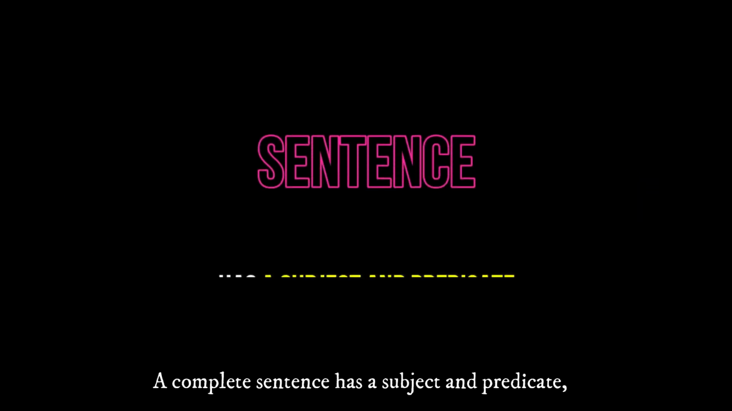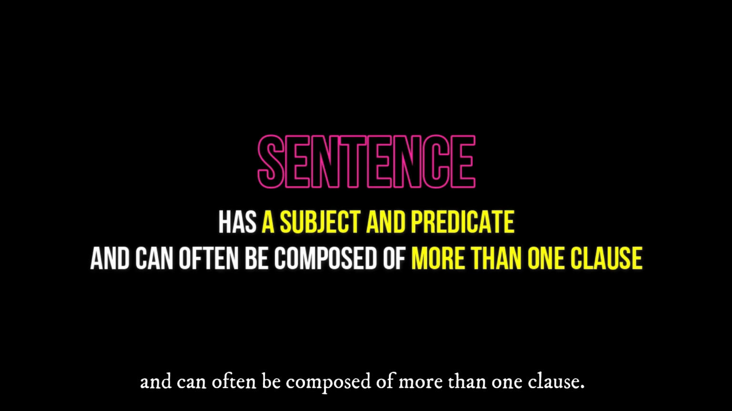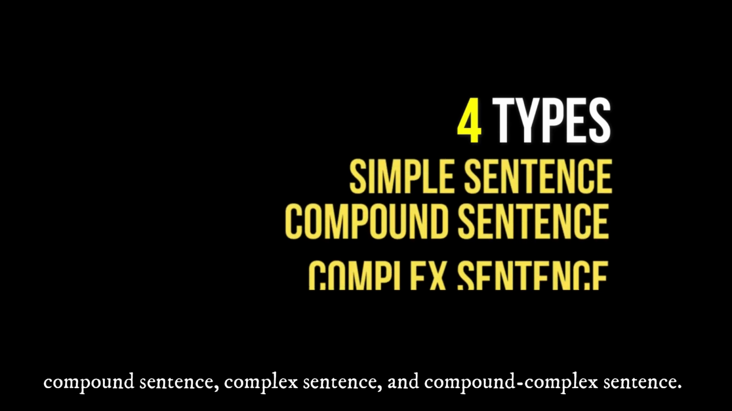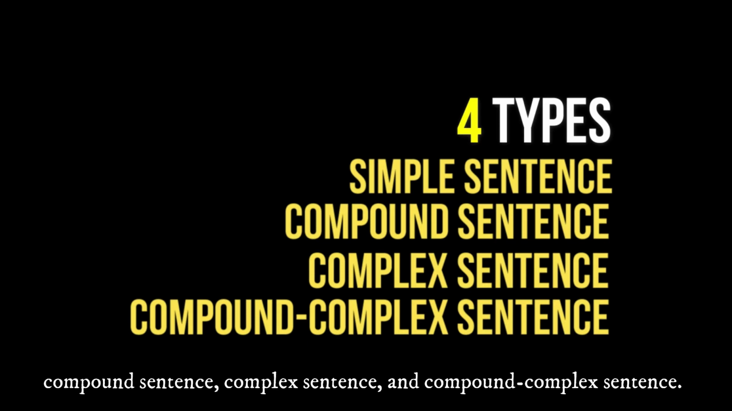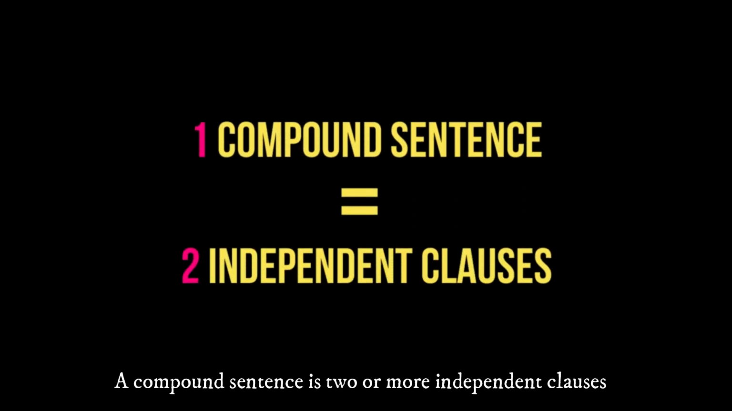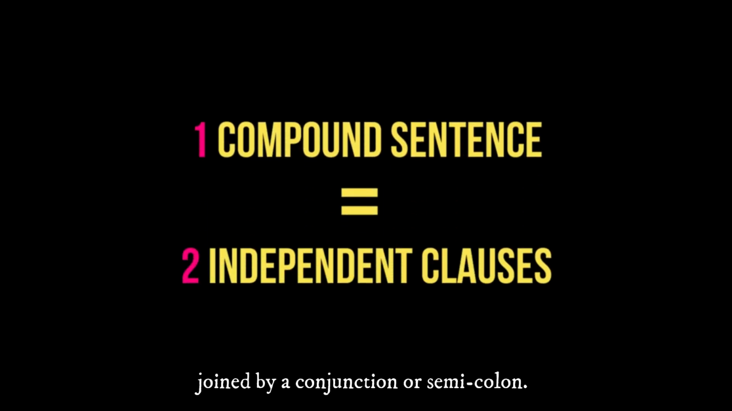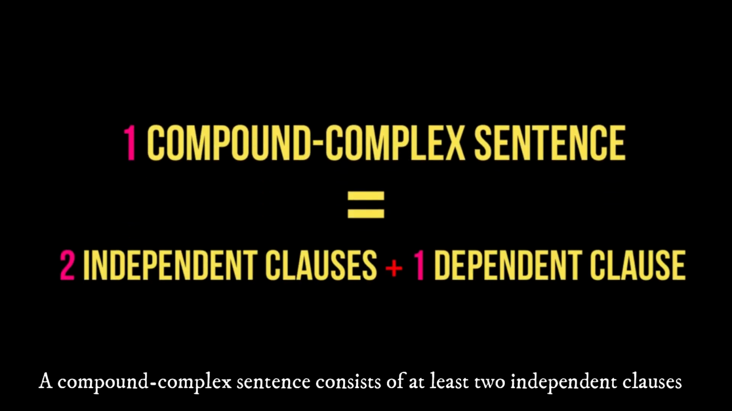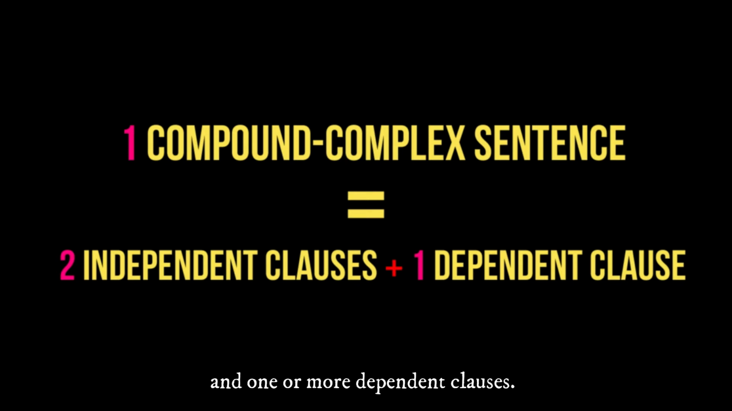A complete sentence has a subject and predicate, and can often be composed of more than one clause. There are four types of sentences, which are simple sentence, compound sentence, complex sentence, and compound complex sentence. A simple sentence consists of one independent clause. A compound sentence is two or more independent clauses joined by a conjunction or semicolon. A complex sentence consists of an independent clause plus a dependent clause. A compound complex sentence consists of at least two independent clauses and one or more dependent clauses.